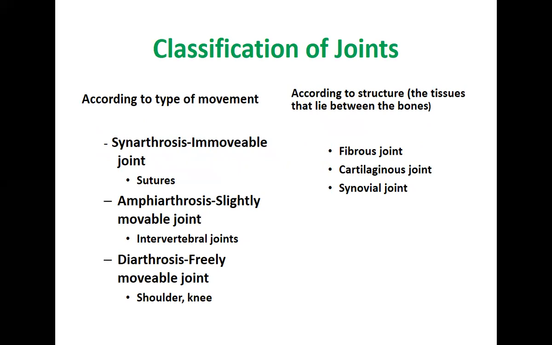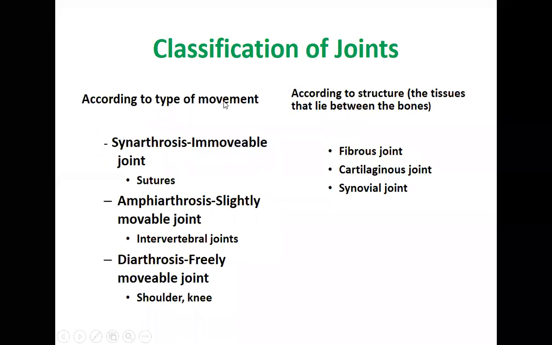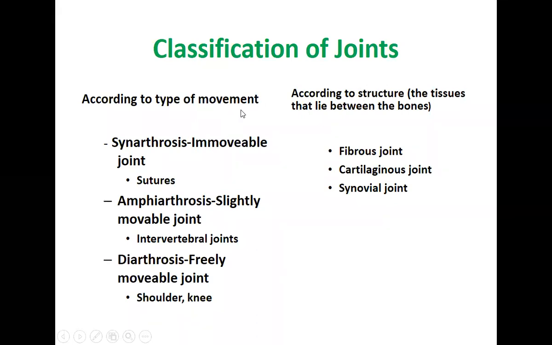How do you classify the joint? There are two types of classification: according to the type of movement and according to the structure. Depending on the movement, it is classified into three types. Okay, one is called synarthrosis, where there is no movement, that is called an immobile joint.